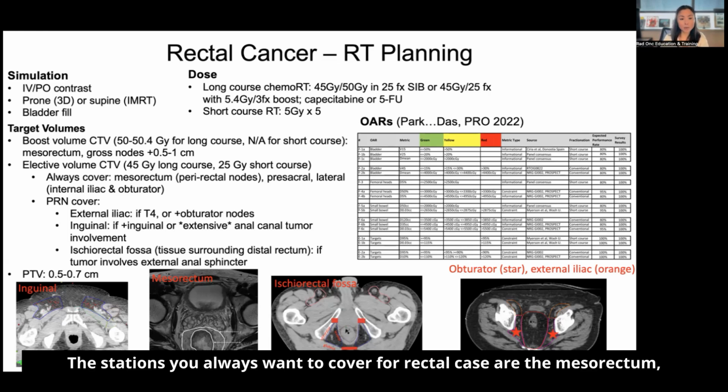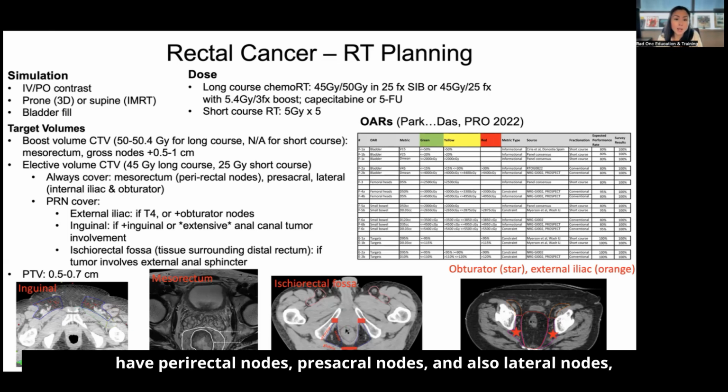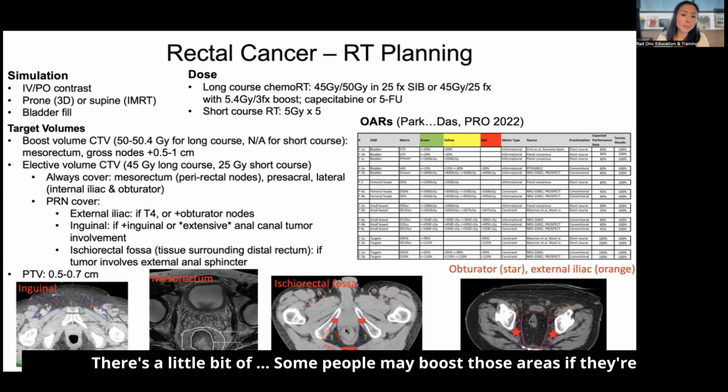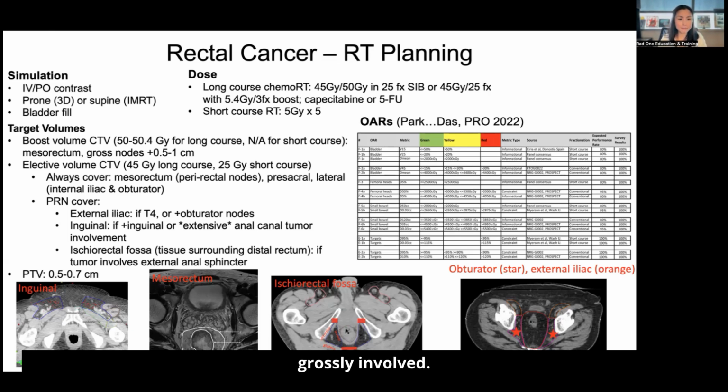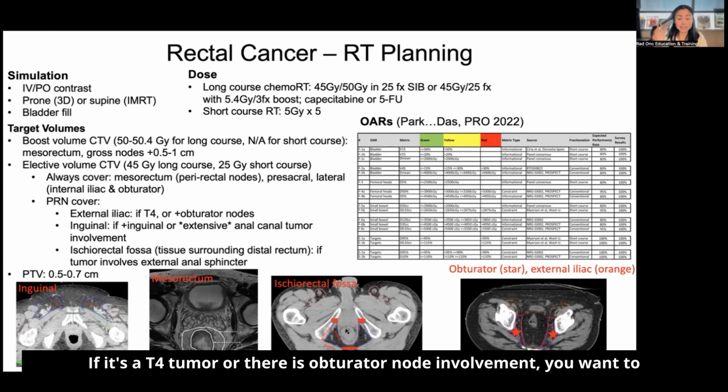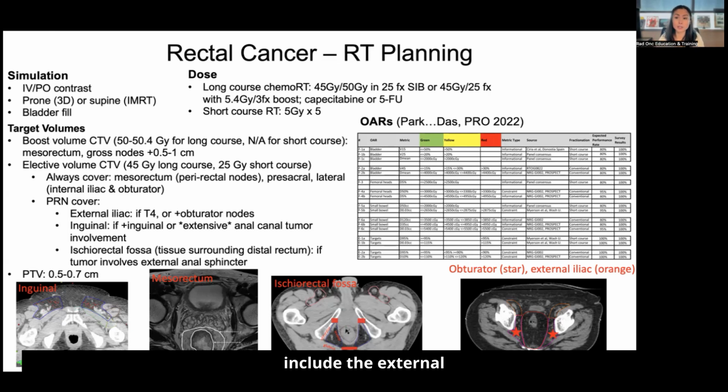So the stations you always want to cover for a rectal case are the mesorectum, where you have perirectal nodes, presacral nodes, and also lateral nodes, internal iliac and obturator nodes. And some people may boost those areas if they're grossly involved. And then for specific cases, you want to cover these additional areas. So if it's a T4 tumor or there is obturator node involvement, you want to include the external iliac nodes because that's like the next area.